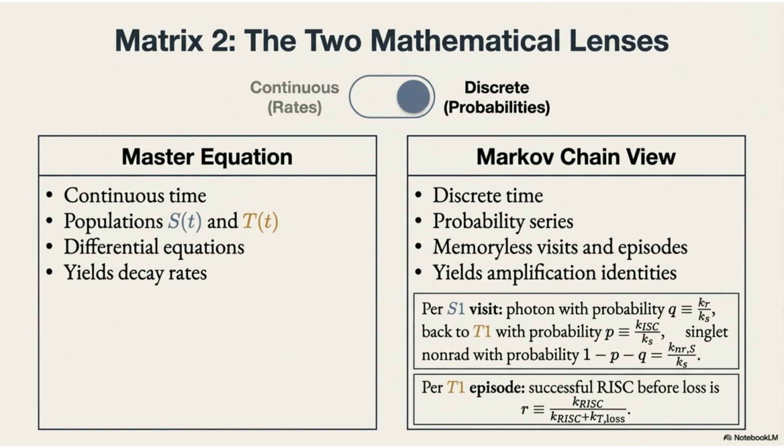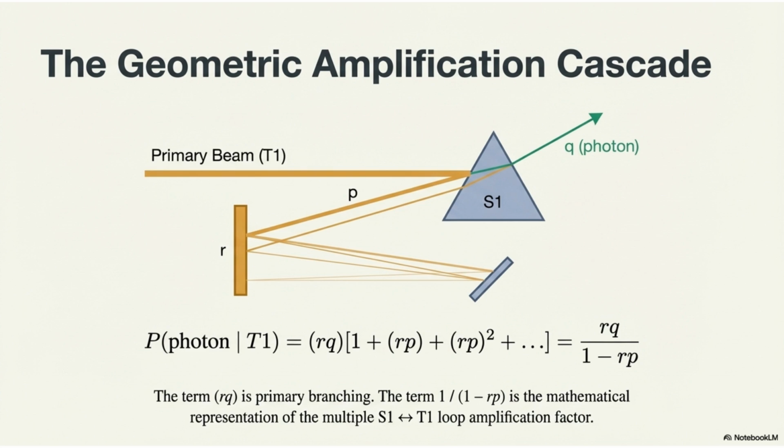We use two mathematical lenses: the master equation, which deals with continuous time and rates, and the Markov chain view, which uses discrete time, probabilities, and yields amplification identities. The geometric amplification cascade illustrates the probability of a photon being emitted given the system is in T1. The term 1/(1 minus R-P) is the mathematical representation of the multiple S1 to T1 loop amplification factor.